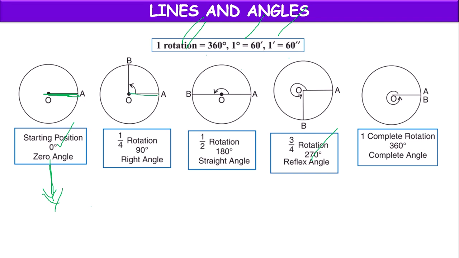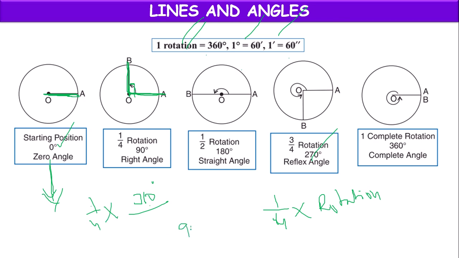If it has made 1/4 rotation from OA, and its position is at OB, then it has completed 1/4 of the circle. It has covered 1/4 part of one rotation, which means 1/4 of 360 degrees, equal to 90 degrees, which is called a right angle.